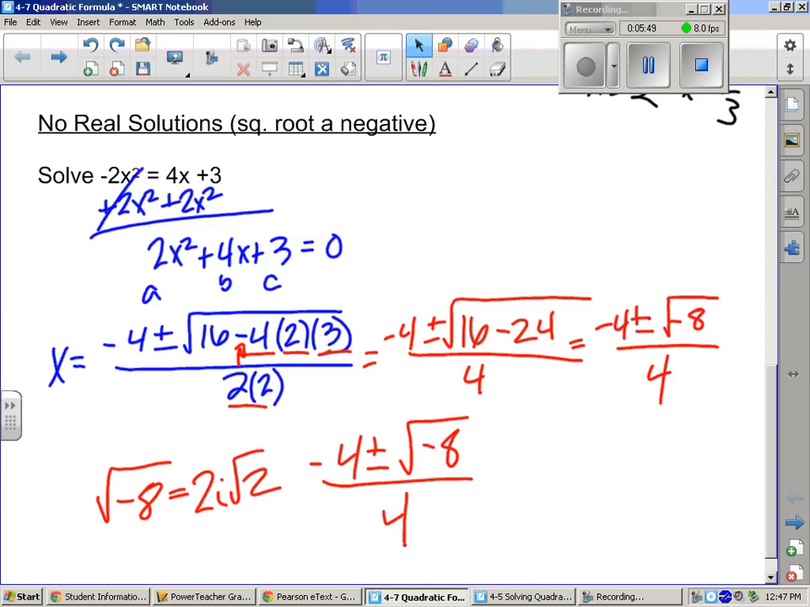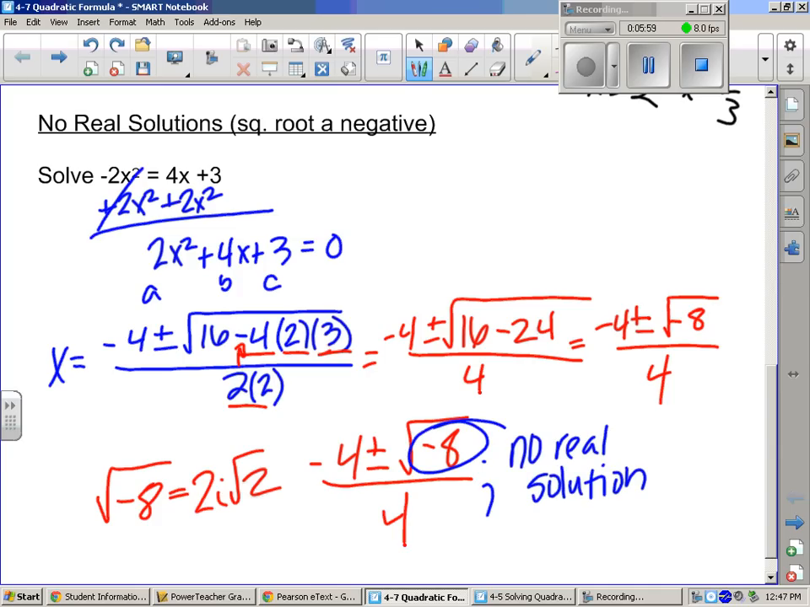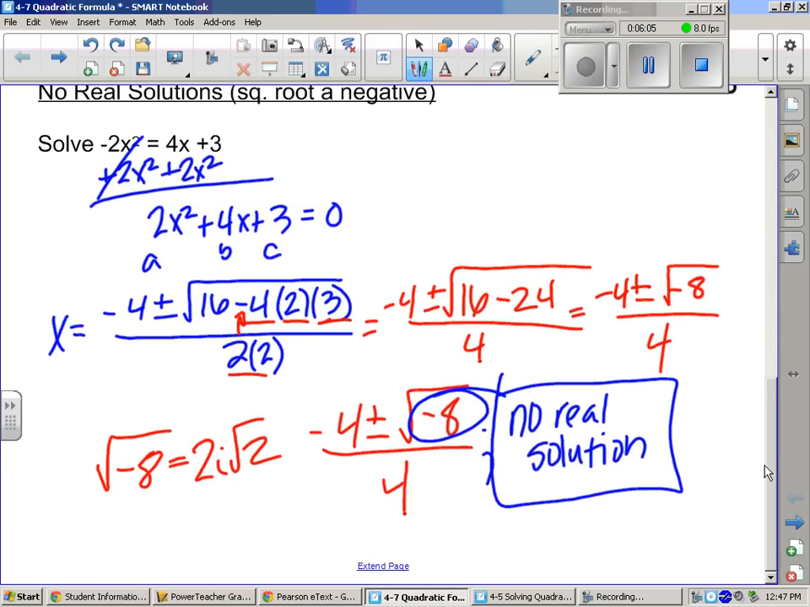So when this happens to you in your quadratic formula lesson, what you are going to say is that there is no real solution. And the reason that this happened, you don't know until you get a negative underneath the square root. Okay, so negative under the square root, we just write no real solution.